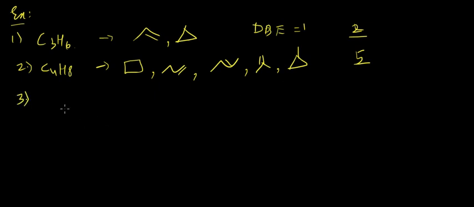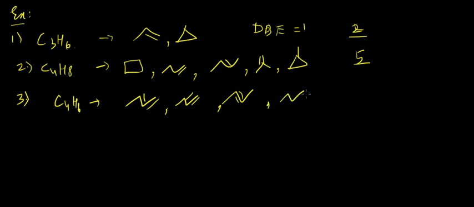If we have something like C4H6, the dB should come out to 2. As the dB is 2, we can have 2 double bonds or 1 triple bond as well. The triple bond can also be between the second and third. The double bond can be between the second and fourth, or between the first and second, and the third.